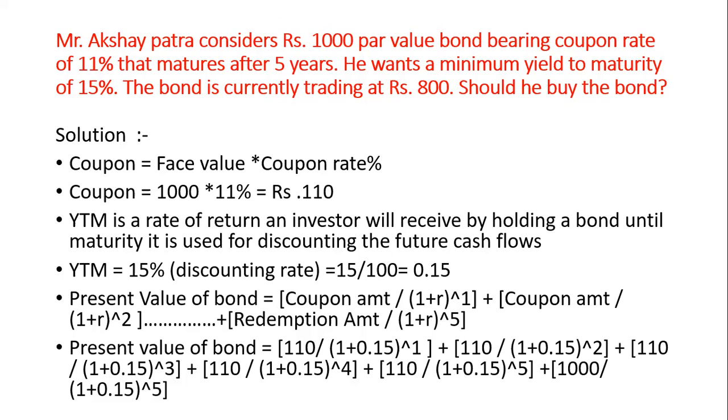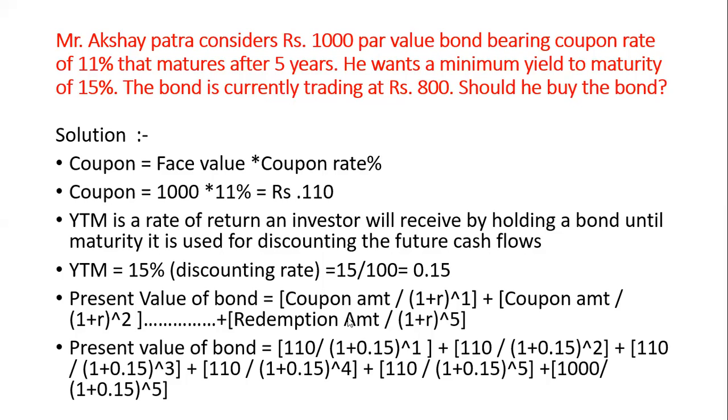Now you may be thinking that the bond is giving an 11% coupon. How can an investor earn 15% from an 11% bond? Coupon is 11%. He can earn 15% by buying this bond at a deeper discount. Now, what is that exact discount and what price should Mr. Akshay Patra purchase at, so that he receives a 15% return on the bond? We have to calculate this.